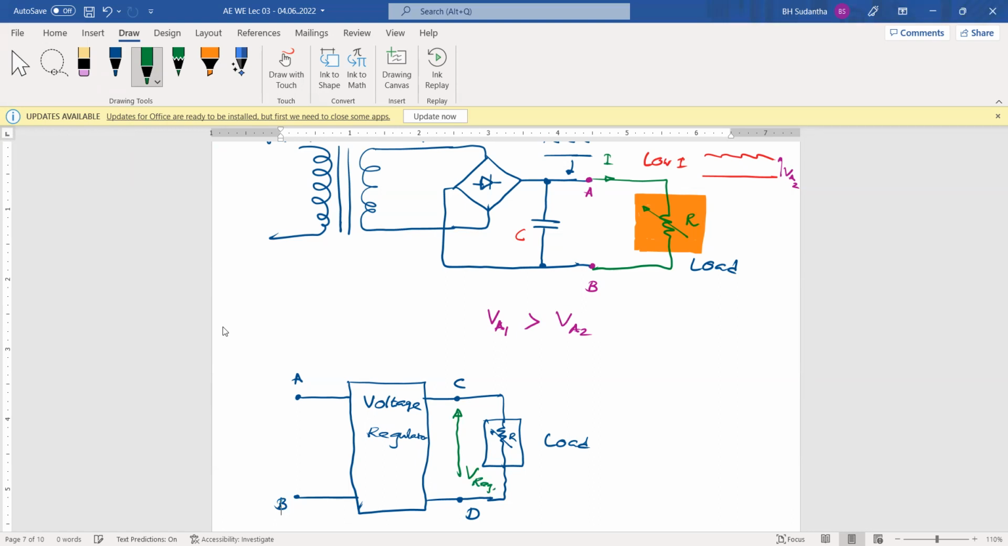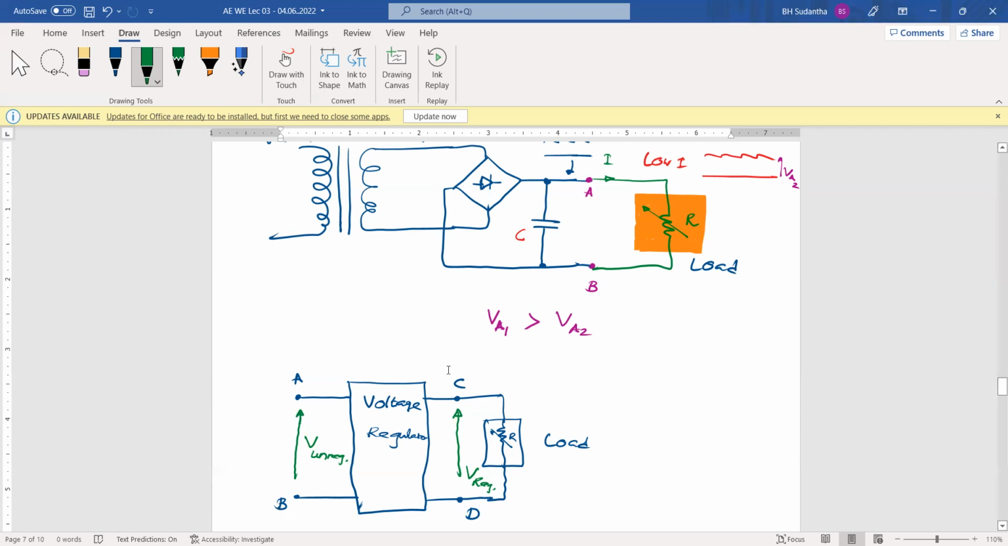we have regulated voltage from the voltage regulator. But here, this is unregulated voltage. Unregulated voltage can be varied, but regulated voltage cannot be varied. For a certain current range, this voltage regulator can provide regulated voltage. It will not be varied depending on the current taken by the load.